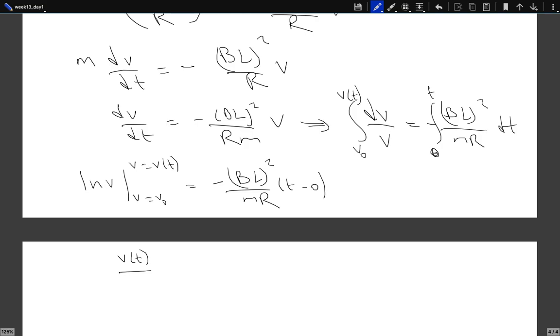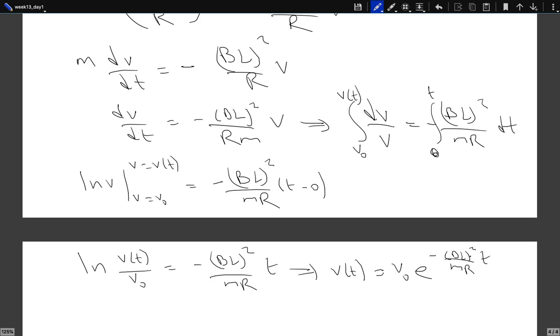So the logarithm of v of t over v0 is minus BL squared over mR times t, or v of t is equal to v0 e to the power minus BL squared over mR times t. So it will slow down exponentially. Well, it kind of makes sense.